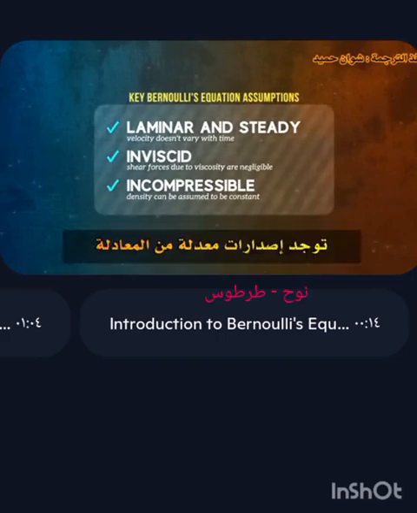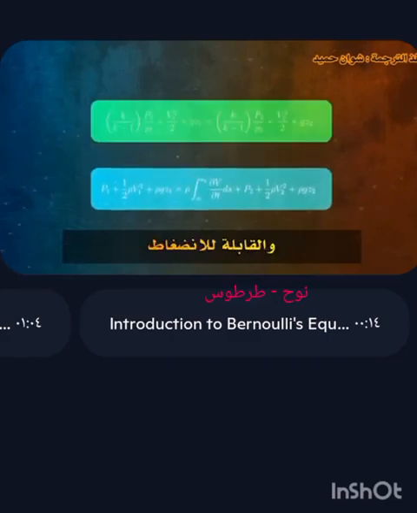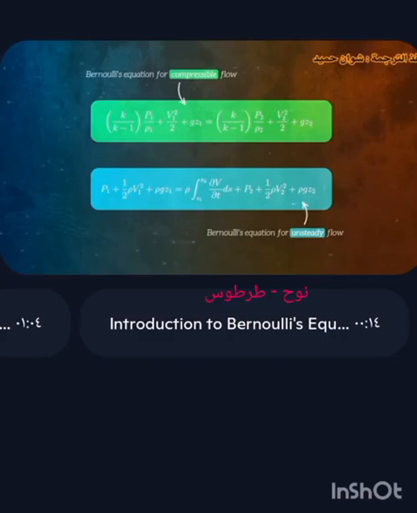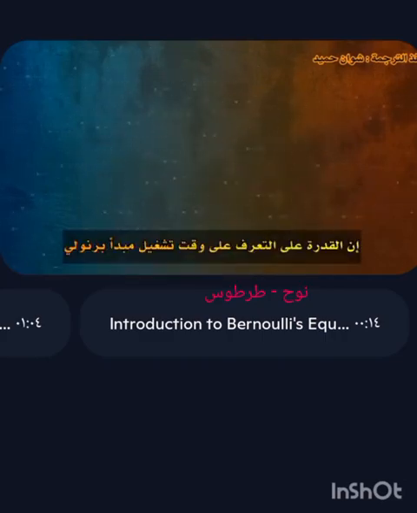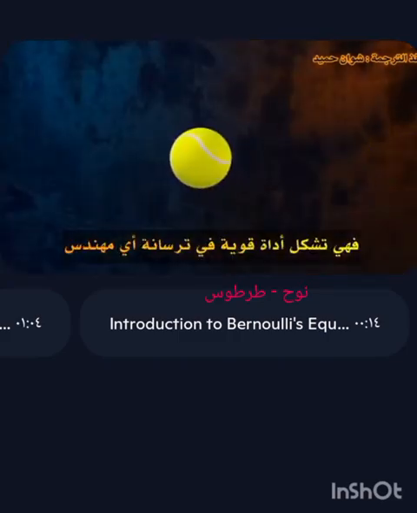Adapted versions of the equation, which can be applied to unsteady and compressible flows, do exist, although they're a bit more complicated. Being able to recognize when Bernoulli's principle is at play, or when Bernoulli's equation can be applied to solve a problem, is a powerful tool in any engineer's arsenal.